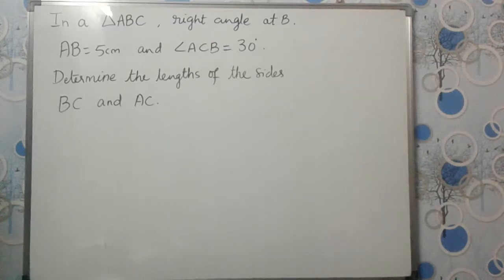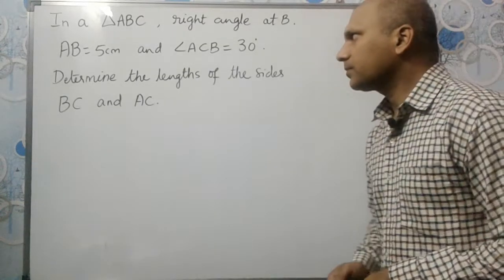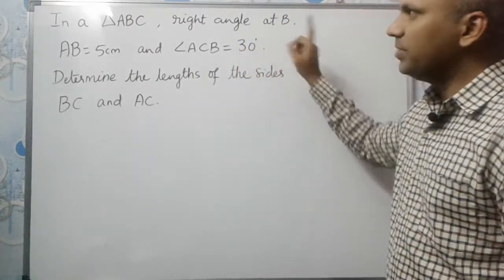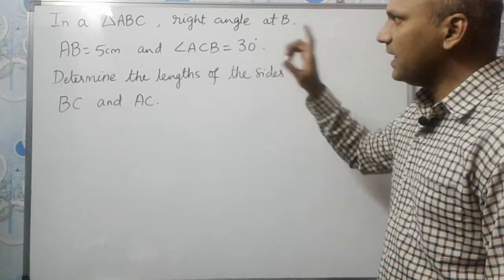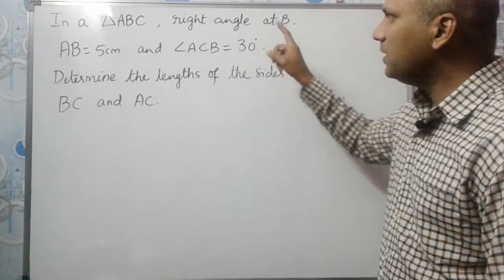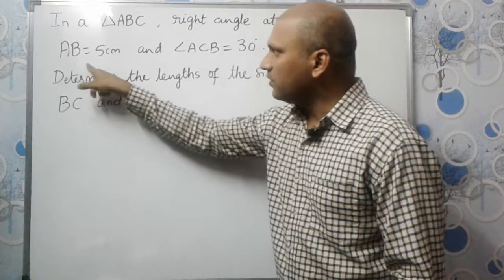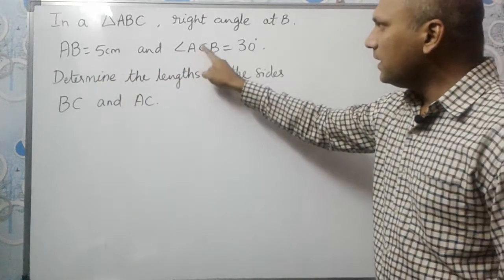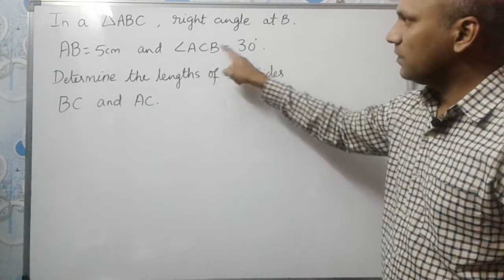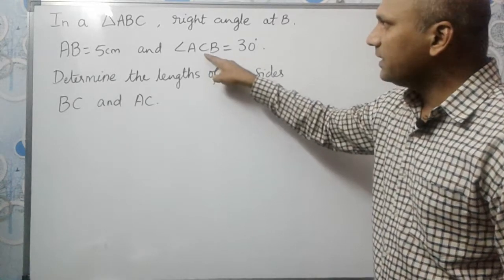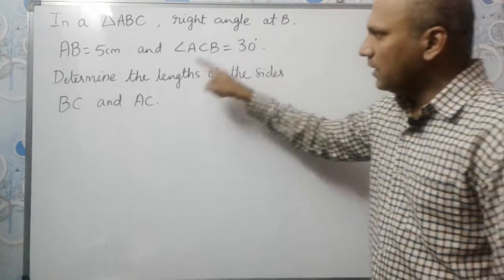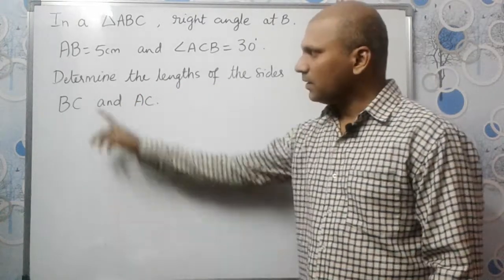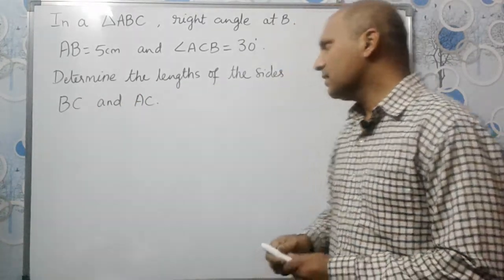Hello students, in this video we will solve this problem. In a triangle ABC, right angle is at B. Okay, we have a right angle triangle, right angle is at B. The length of AB is given as 5 centimeters and angle ACB is 30 degrees, which means this middle letter C is 30 degrees. Determine the lengths of the sides BC and AC. We need to find the lengths of sides BC and AC.